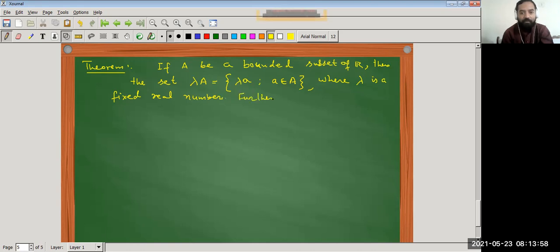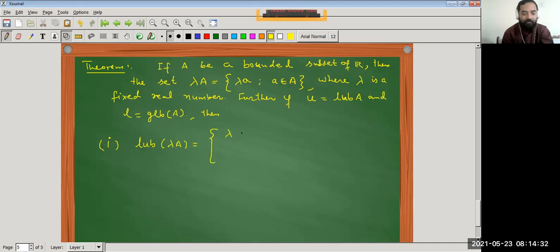Further, if u is equal to the least upper bound of A and L is equal to the greatest lower bound of A, then first, the least upper bound of lambda A is equal to lambda times the least upper bound of A if lambda is greater than or equal to 0, and lambda times the infimum, or greatest lower bound, of A if lambda is less than 0.